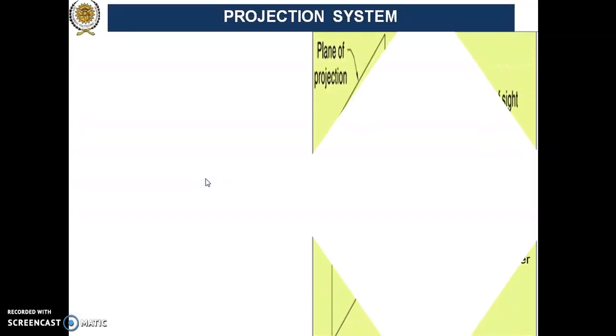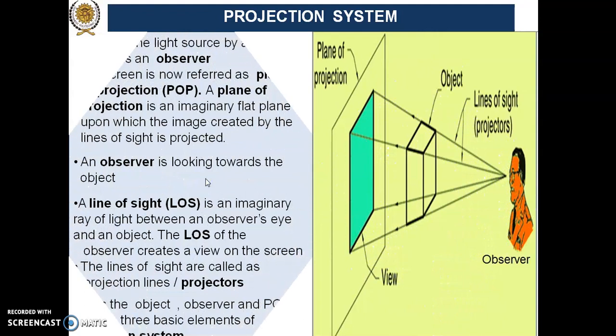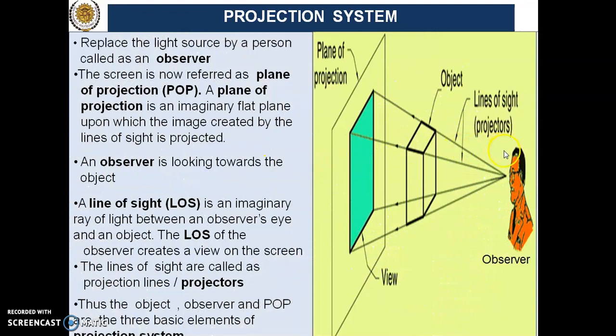Now what we have to do? Just replace the light source by a person called an observer. The screen is now referred to as the plane of projection. A plane of projection is an imaginary flat plane upon which the image is created by the lines of sight projected by an observer looking towards the object.